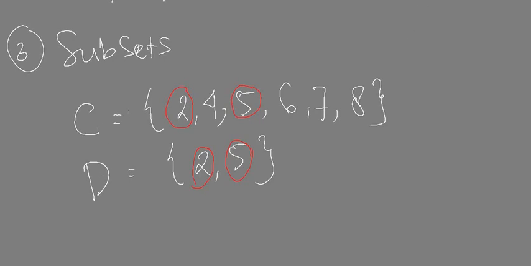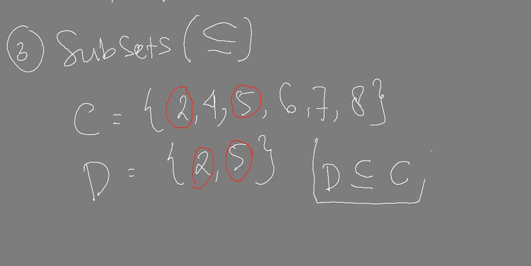Now, how to write it down? We just write D, then the symbol for is a subset of, then C. It means all of D belongs to C. Okay, let's make the symbol over here. The symbol of subset is like this. Okay, all of D is inside C. Okay, that is for subset. D is a subset of C.